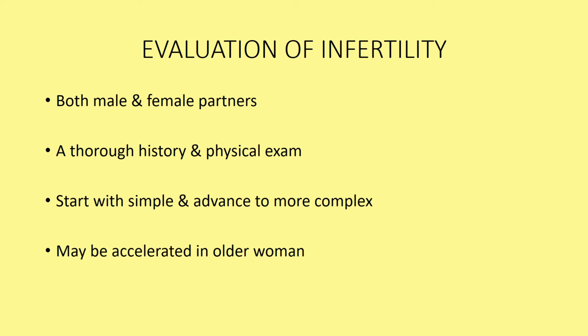So, evaluation of infertility. When trying to determine infertility, both the female and the male partner are going to be evaluated. A thorough history and physical exam is going to be done to identify any underlying conditions that could be causing it. They're always going to start testing with the more simple, less invasive procedures first, and they'll advance to the more complex. And with an older female, they are going to accelerate this testing process just because of the natural decline in fertility as you age.